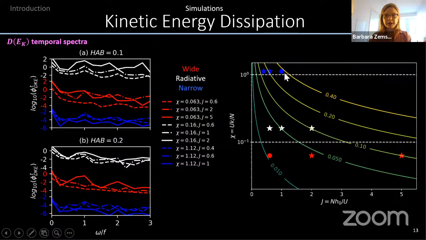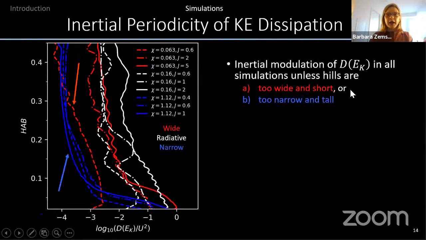And so there are two simulations in which we don't see this inertial periodicity occurring, and those are simulations when the hills were either too wide and short, so that is this red dashed line here. Here I'm showing the kinetic energy dissipation as a function of height above the bottom. And so in this too wide and too short hill, we did not observe this periodicity, and we also did not observe it when the hill was too narrow and tall.